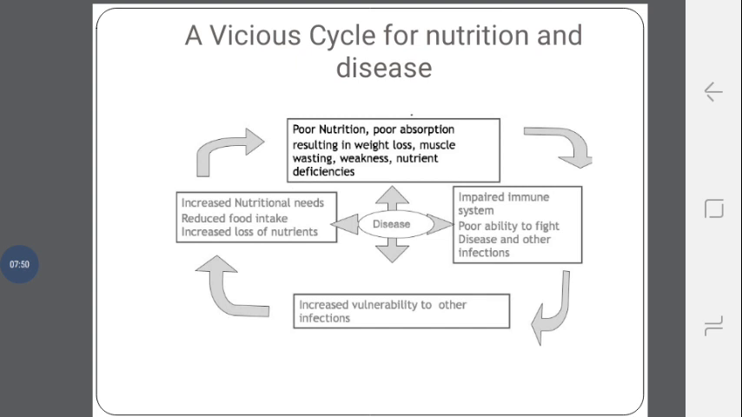And also these stated points will lead to an impaired immune system, poor ability to fight disease and other infections, whereby this increases the vulnerability to other infections. Once you are vulnerable to other infections, there will be an increased nutritional need in order to combat those infections. But there will be reduced food intake due to reduced or impaired appetite. But also there will be increased loss of nutrients, which also may lead to disease.